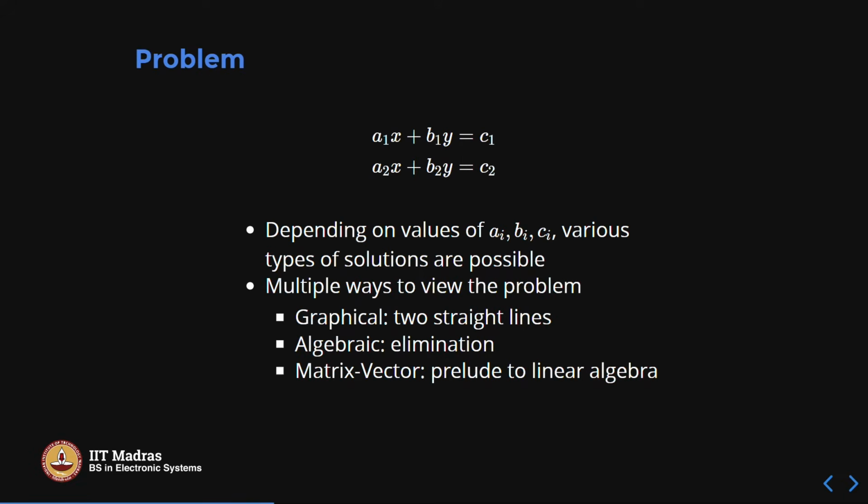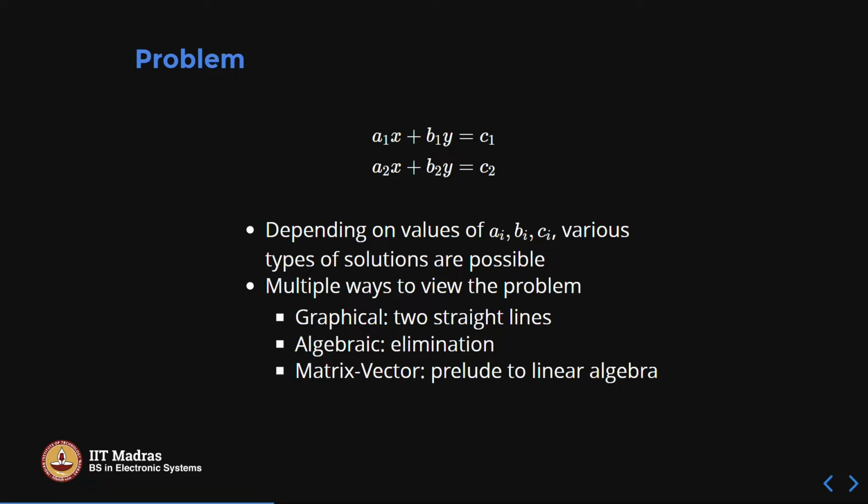So what is going to be my notation for the two equations in two variables? I'm going to use this notation. We may change this notation later on, but it's just a starting point for a good notation. So I'll say a1x plus b1y equals c1, and then a2x plus b2y equals c2. Depending on the values of ai, bi, ci, clearly different types of solutions are possible.